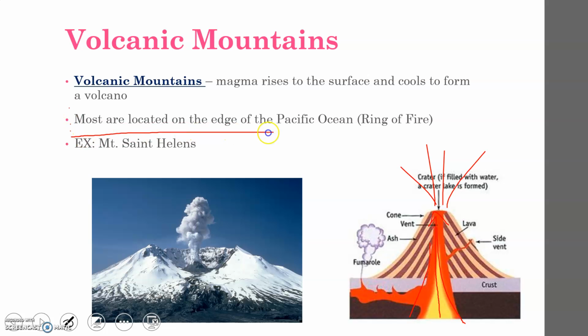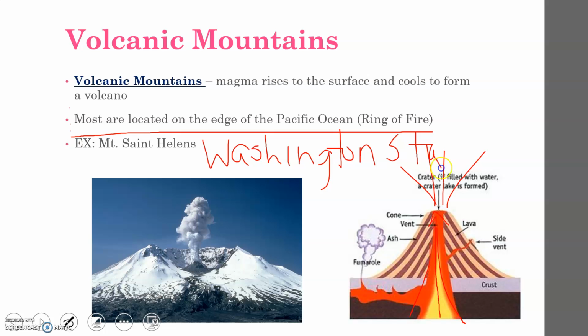Most volcanic mountains are located on the Ring of Fire around the Pacific Ocean. Great example is Mount St. Helens. This is in Washington State, part of the Cascade Mountain Range, and it blew its top in May of 1980. So this is after May of 1980, this picture right here. Originally it did have a giant peak, and that's the part that was basically blown off. The whole north face was when the volcanic mountain blew.